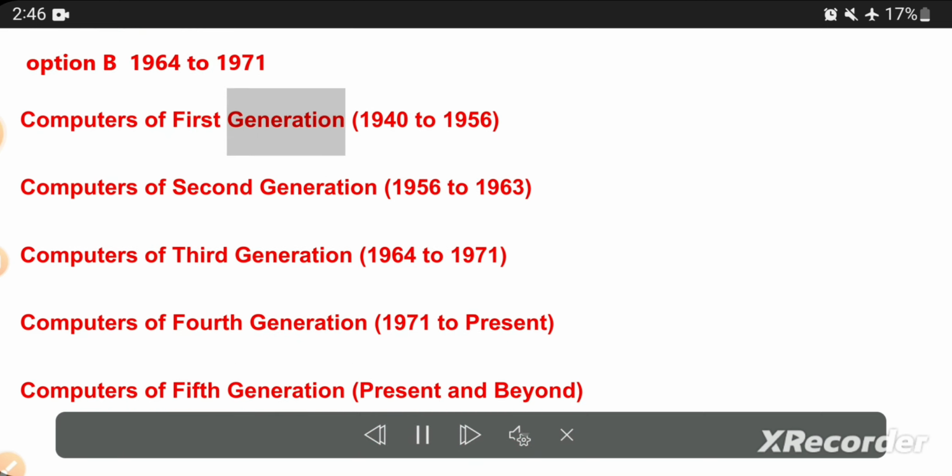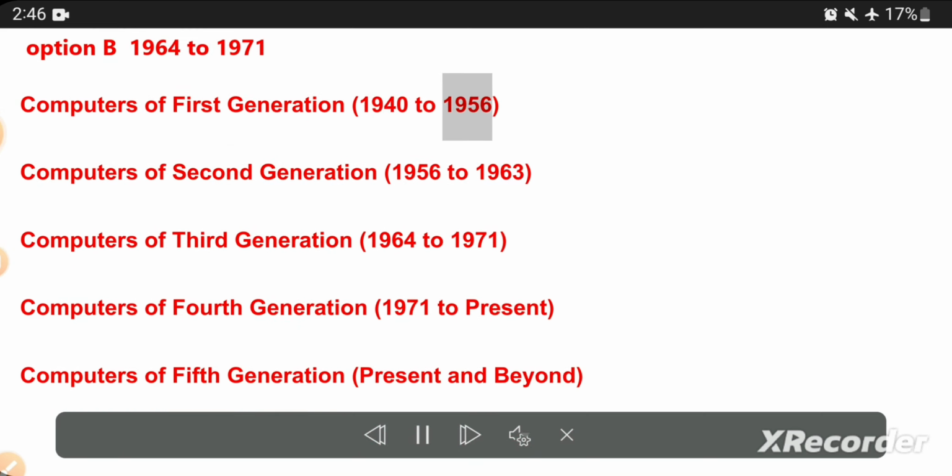Computers of first generation, 1940 to 1956. Computers of second generation, 1956 to 1963. Computers of third generation, 1964 to 1971. Computers of fourth generation, 1971 to present. Computers of fifth generation, present and beyond.